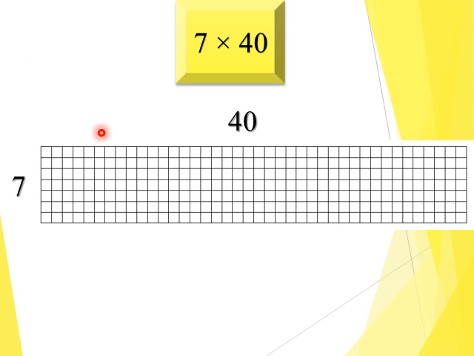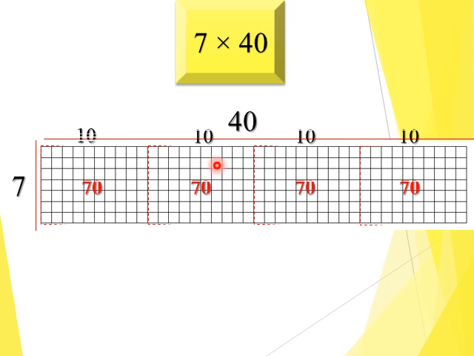First, let's show 7 rows of 40 seats each. Now I will break the problem into easier parts to solve. I broke apart the 40 into 10 plus 10 plus 10 plus 10. Each small rectangle shows 7 rows of 10 chairs, which is 70 chairs each. Now I can write the products of these smaller rectangles using number sentences. The first rectangle can be represented by 7 times 10 equals 70.